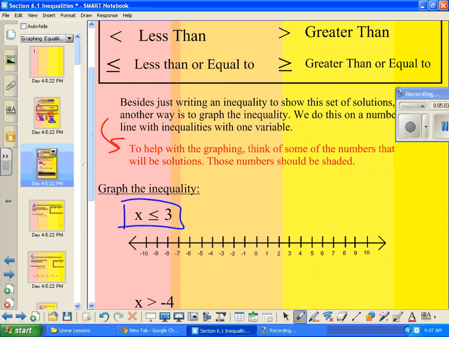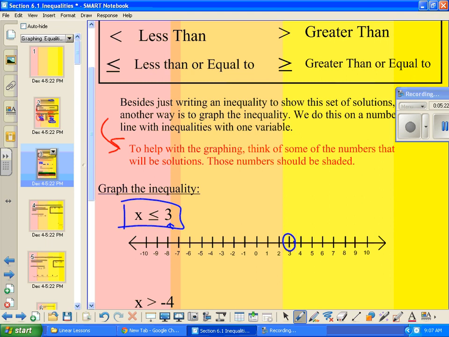So let's try to graph this inequality right here. x is less than or equal to 3. Well, to graph an inequality, there's two things we've got to keep an eye on. One, whatever the key number is here, 3, we're going to circle that number. Sometimes we're going to fill that circle in, sometimes we're just going to leave it open like that.